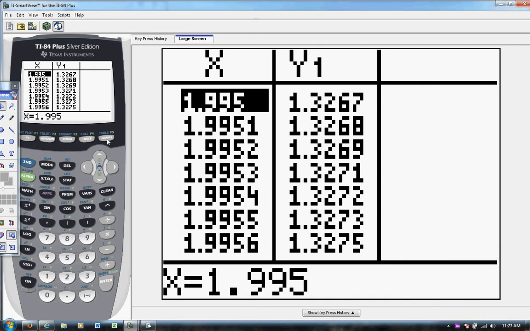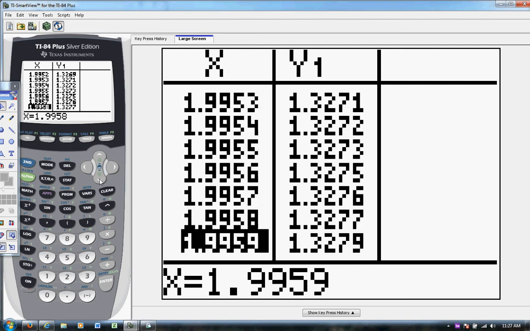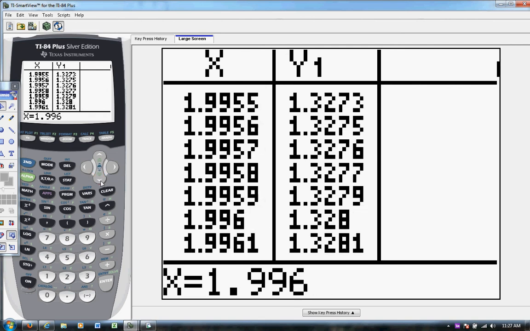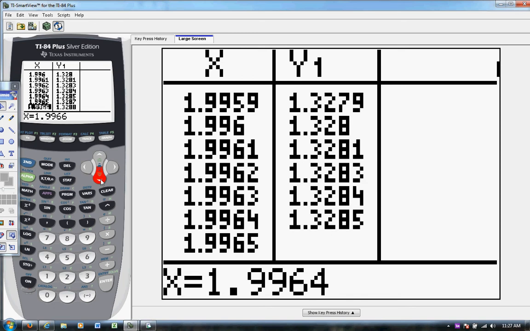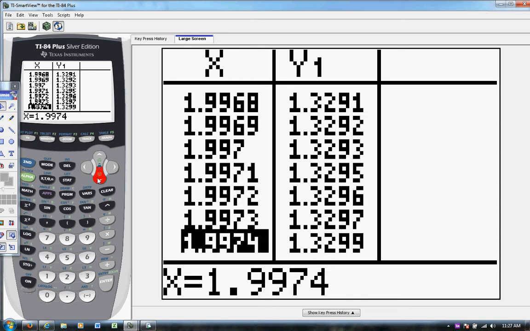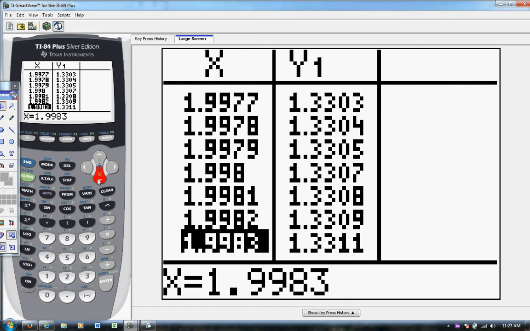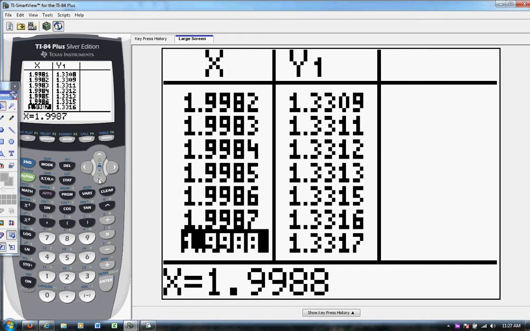Now, as we scroll down, and I get really close to 2, I want you to notice what's happening with my y values. Aren't they staying very close to one another? Doesn't it look like they're approaching 1.33, right?